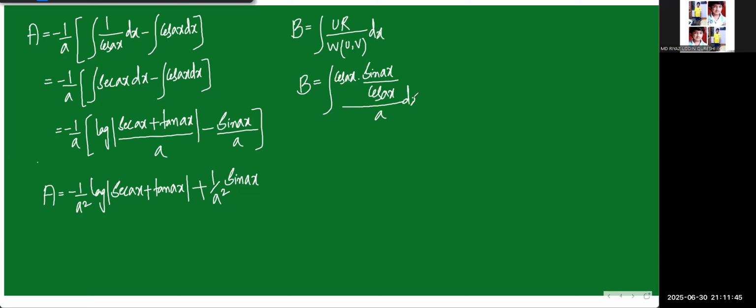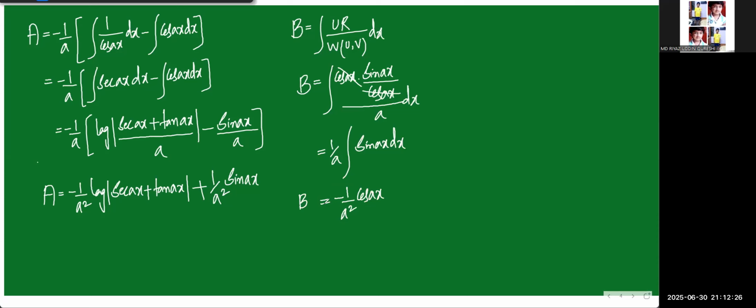Why? Because I want to cancel clearly here. This 1 by a will go outside. Integral of sin x dx, and the integration of sin is minus cos. I wrote the minus outside: 1 by a square into cos x. Sin integration is minus cos, and this a together becomes a square, and that's the value of b.